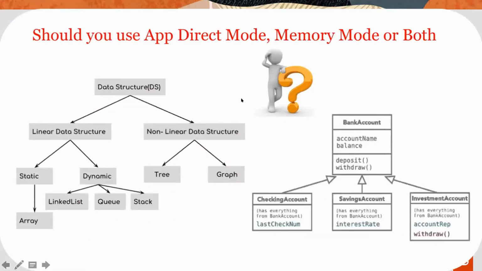So as architects, engineers, you need to decide for your system, for the things you care about, your objects, your data structures of interest, should you be using App Direct mode, memory mode, or maybe both in some form of hybrid model.